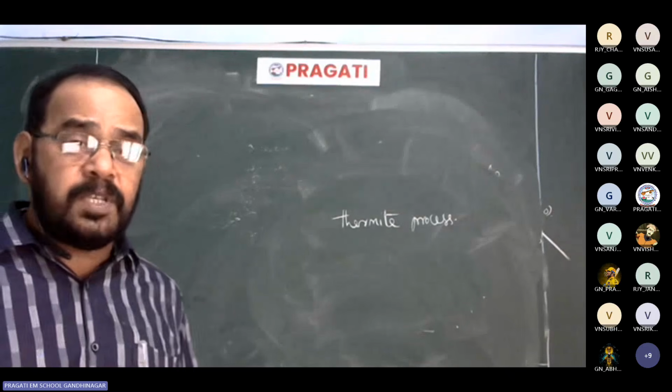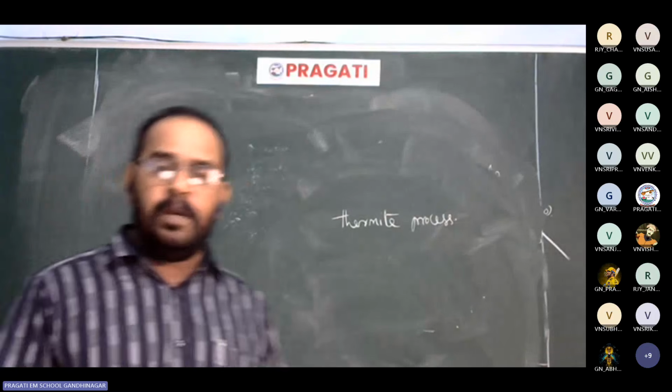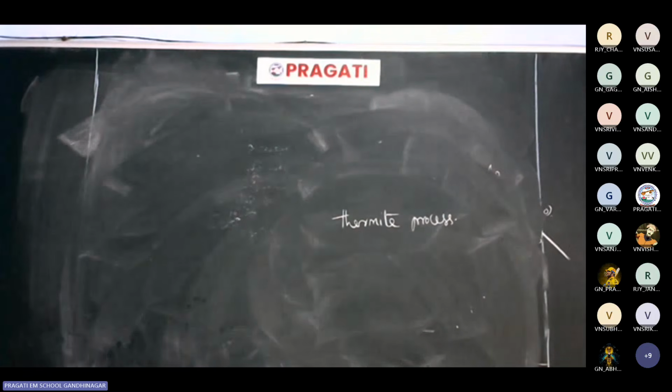And the most abundant metal in the earth's crust is aluminium. The most available metal in the earth's crust is aluminium. Gold and silver you can see in their free state.